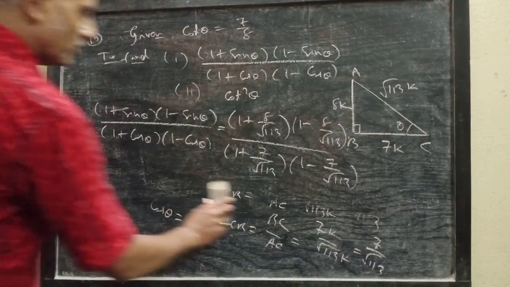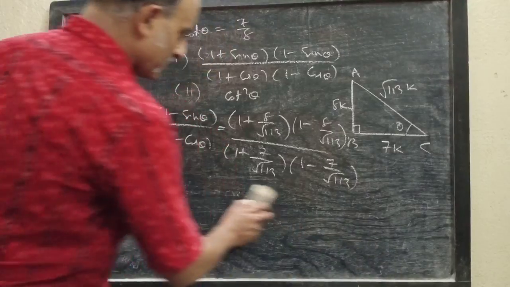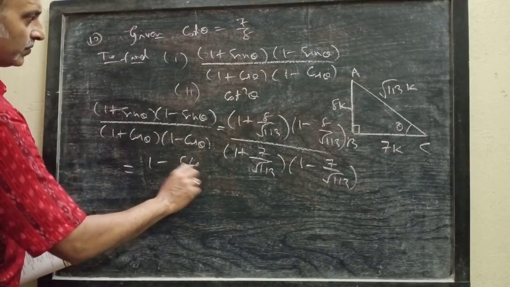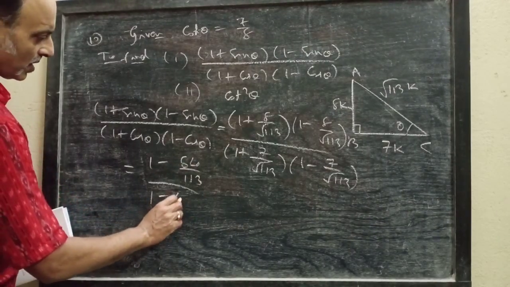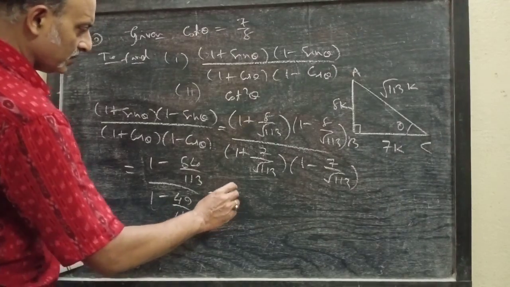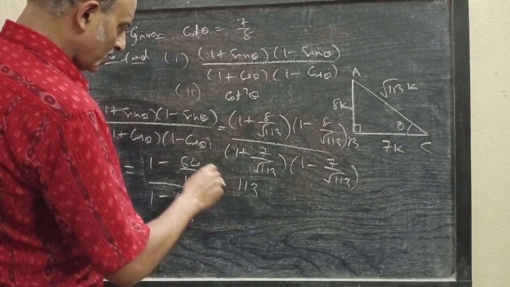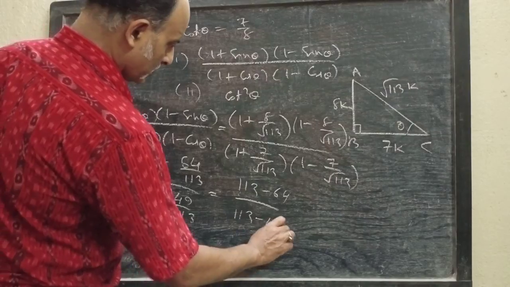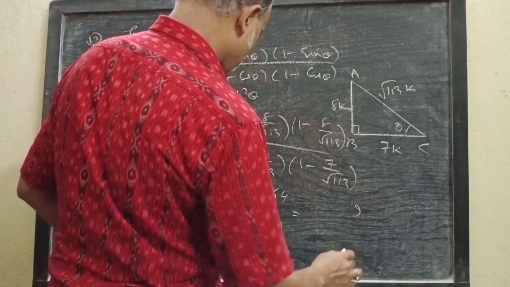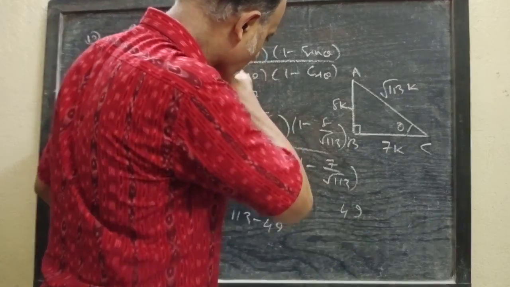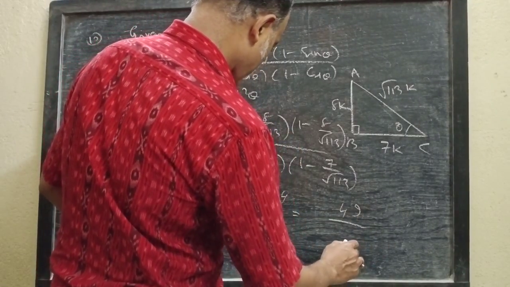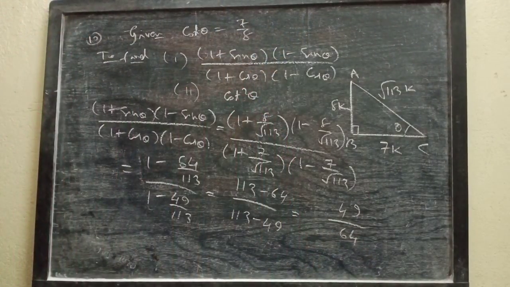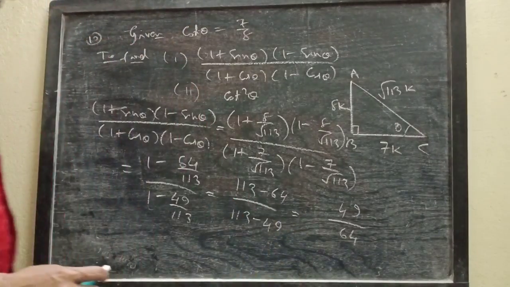Now look, in both numerator and denominator, the formula of a square minus b square appeared. So this will be 1 minus 64 by 113. This will be 1 minus 49 by 113. Multiply both numerator and denominator by 113. So 113 minus 64, 113 minus 49. This will be 49 by 64. This will be your answer.